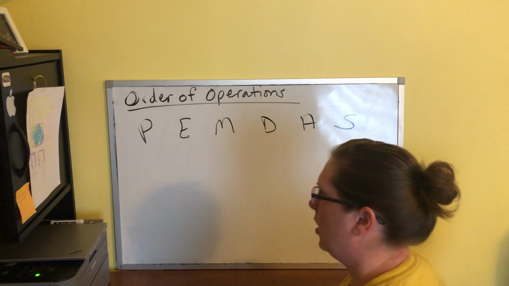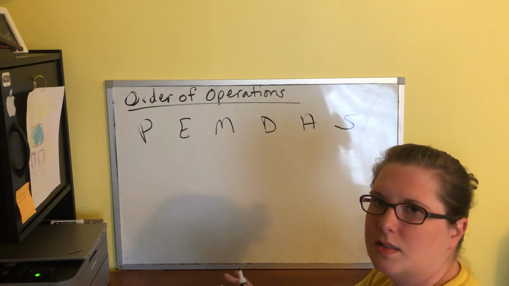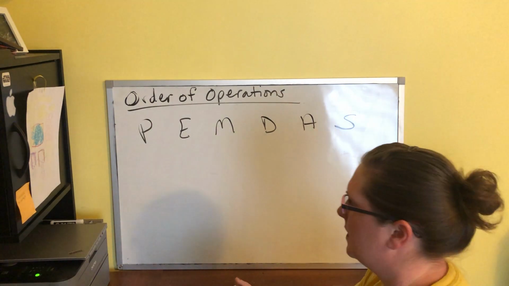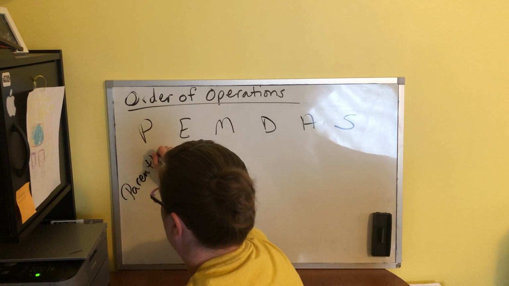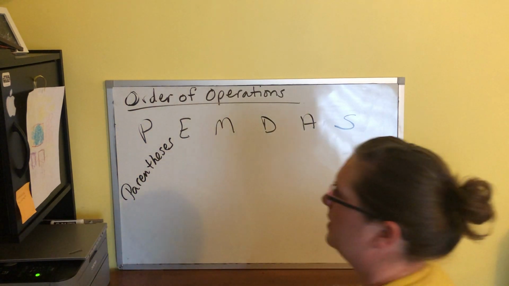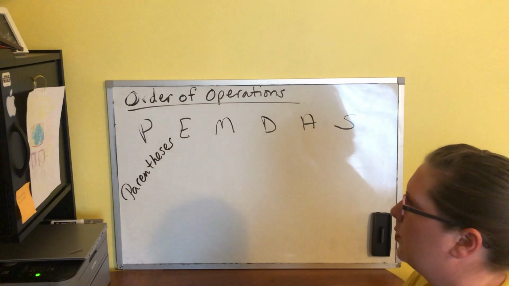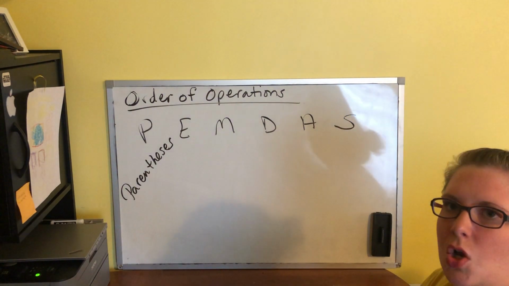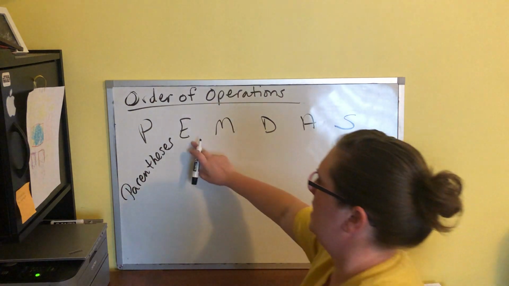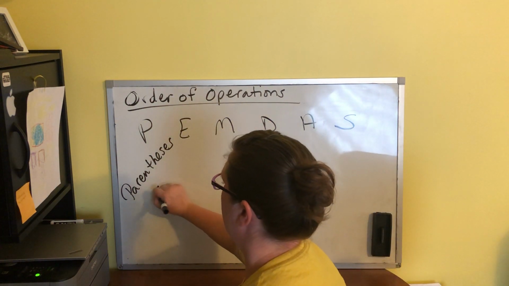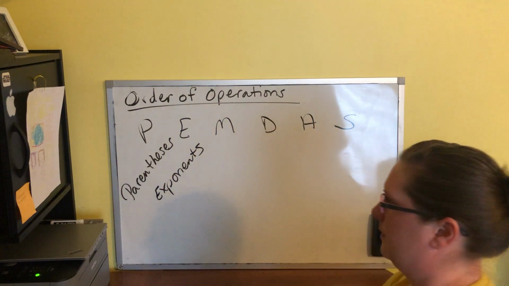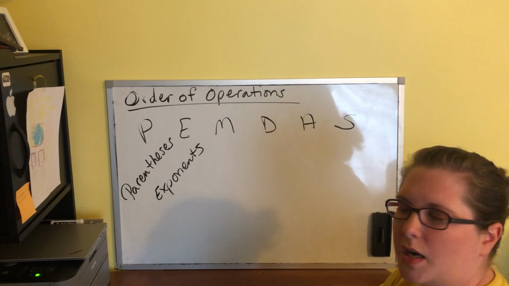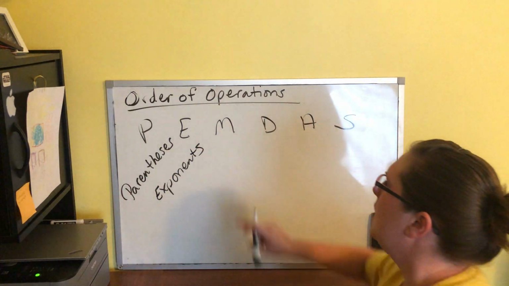So when we're solving a problem, the first thing we're always going to look for is there a grouping symbol? Is there a set of parentheses? So that's the first thing we're looking for, is parentheses. That's our very first step. Is there parentheses? If not, we move on to the E. Then we see, are there exponents?